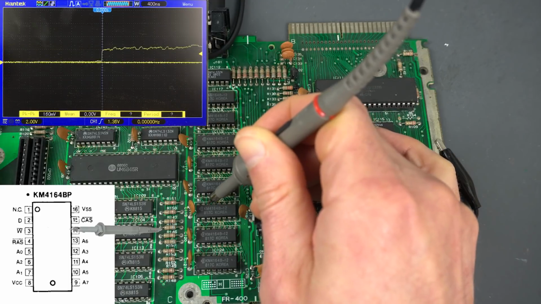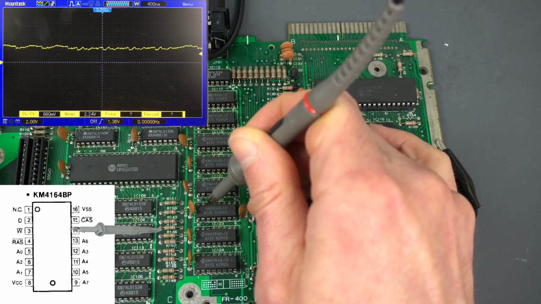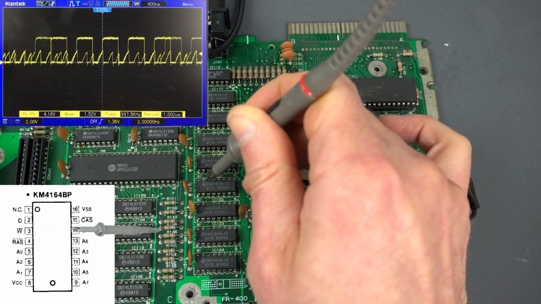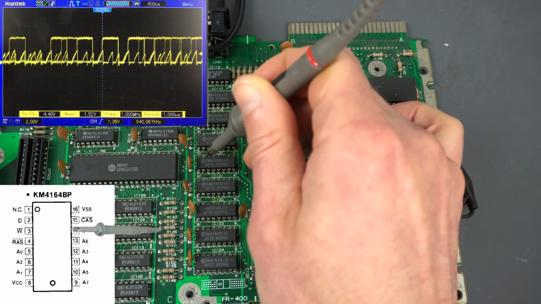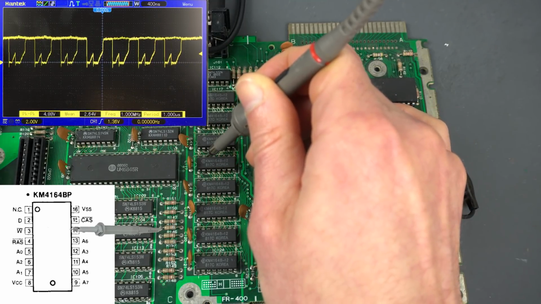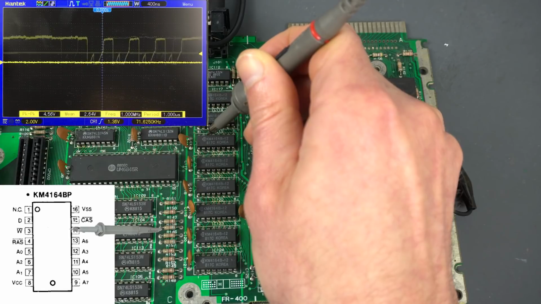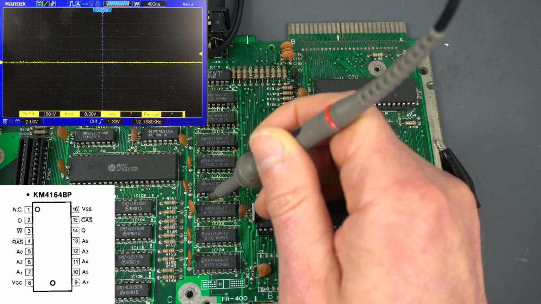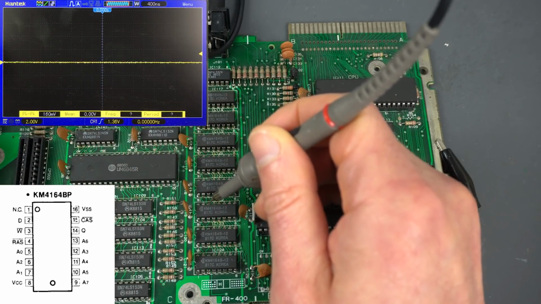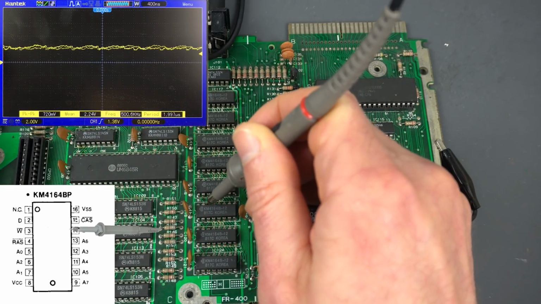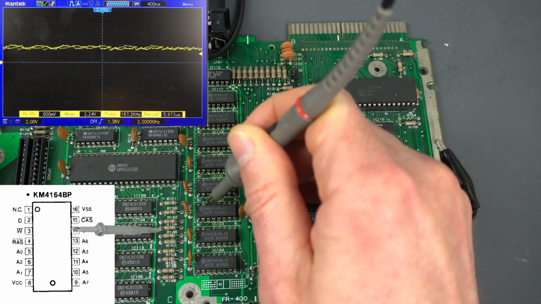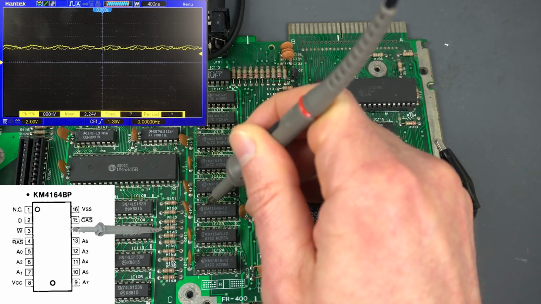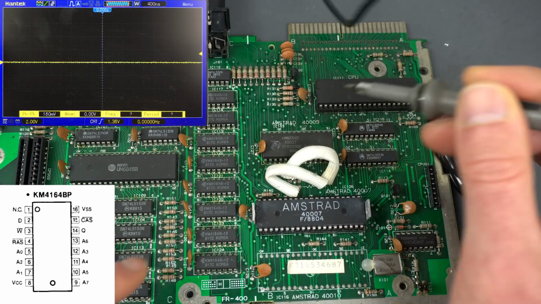That one is totally left floating. That one, there's activity. Same thing. Same thing. They all have something going on except for this one. And unless I did something wrong, that one looks like it's just floating there at 1 volt, 2 volts. So that looks really bad.